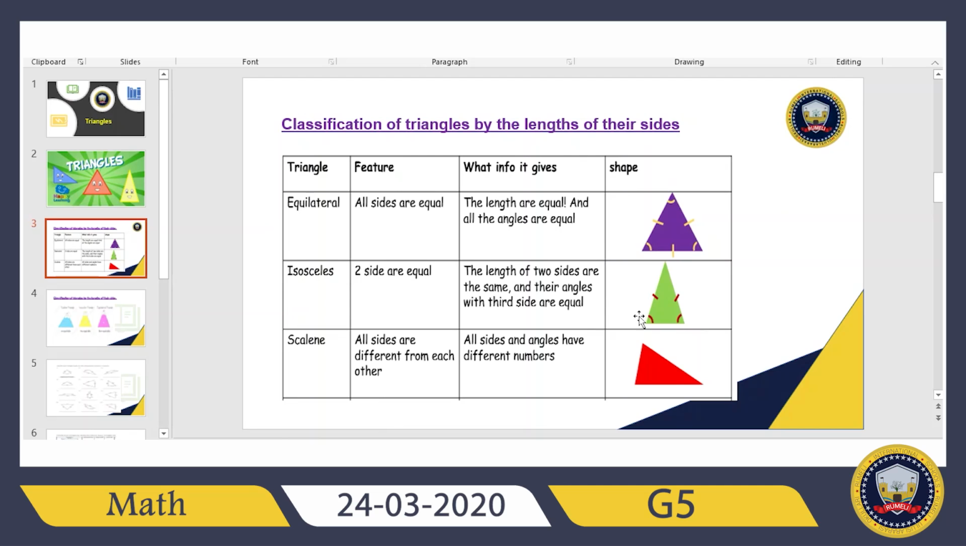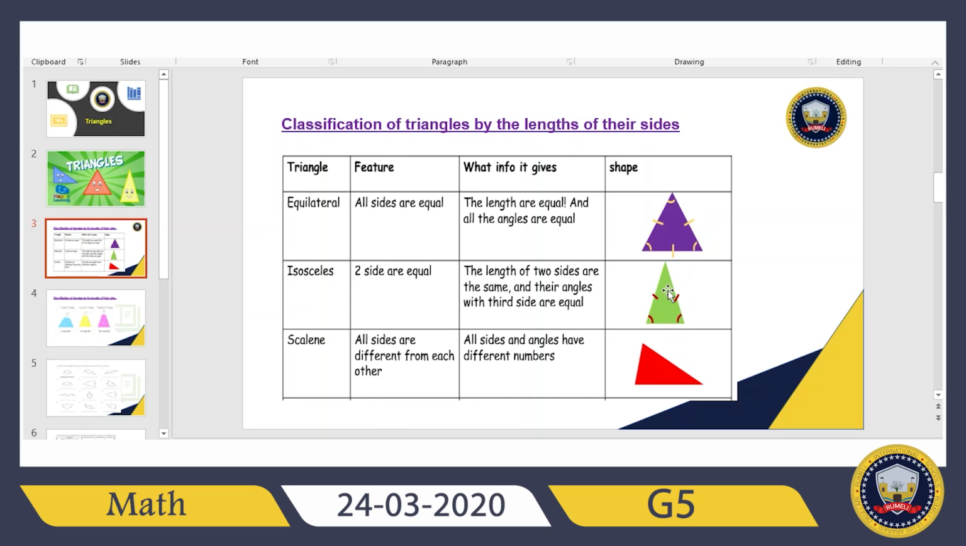Okay? So what about the second type of triangles? How can we name this? From this triangle we can see that there are only two sides which are equal, but the third side is not equal to these two sides. For example, if this side equals 3 centimeters, this side will also equal 3 centimeters, but this side may be equal to 4 centimeters. All sides are not equal. I just have two sides which are equal.